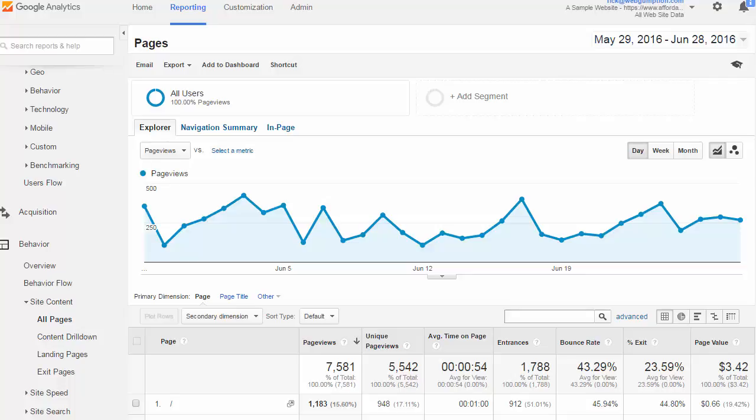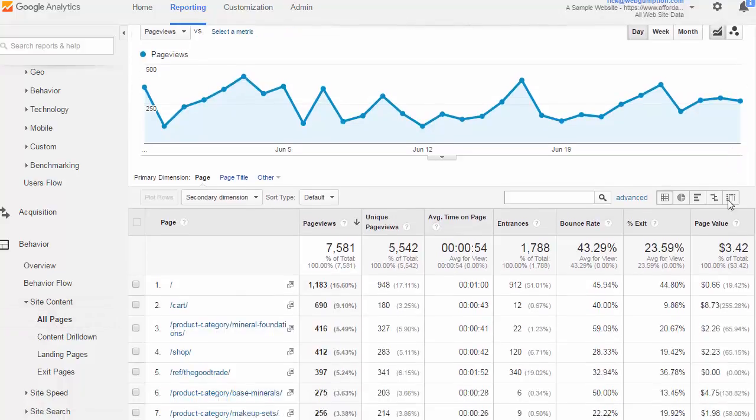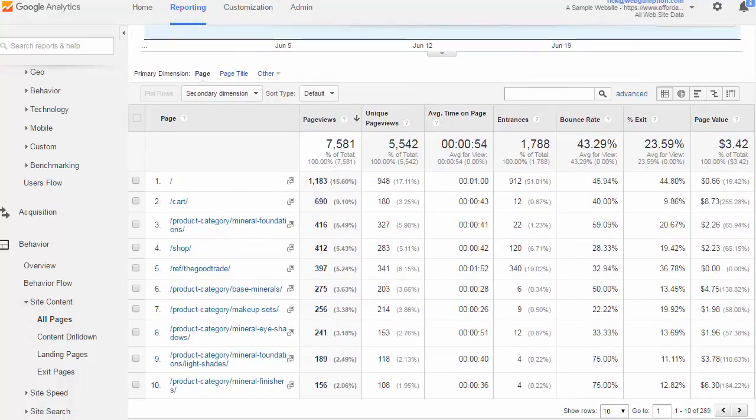The Google Analytics All Pages Report. The All Pages Report gives us key metrics for the top pages on our website. To access this report, you want to go left nav, Behavior, Site Content, and All Pages. So in our sample site, let's look at the All Pages Report.